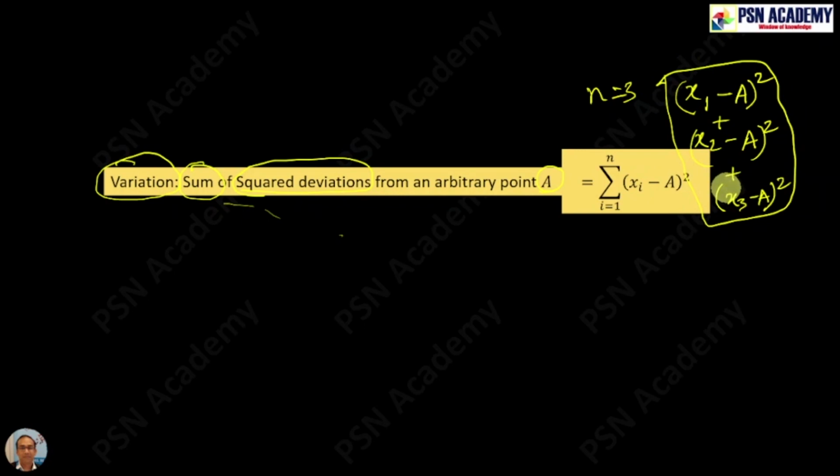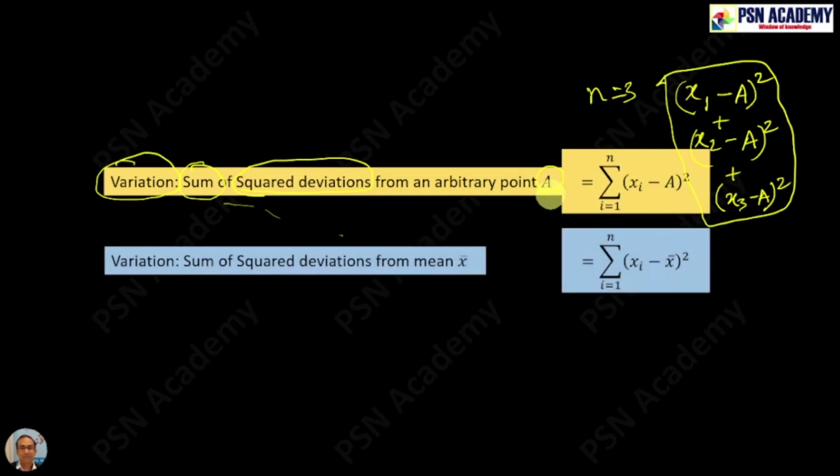Clear? So if your arbitrary point A is the mean of those data points, that is also a variation. So in place of A, we have written here x bar, right? So this is the only difference between the first line and the second line.